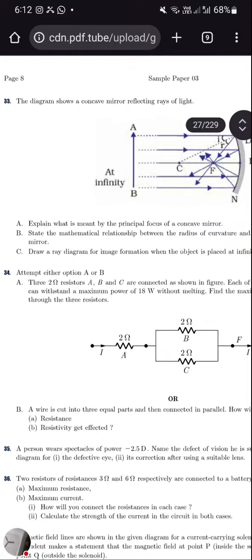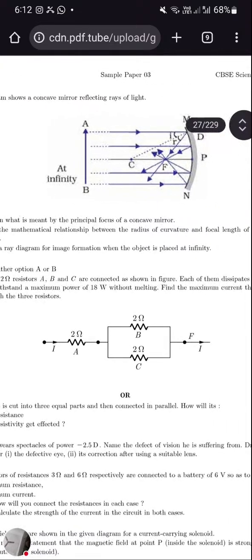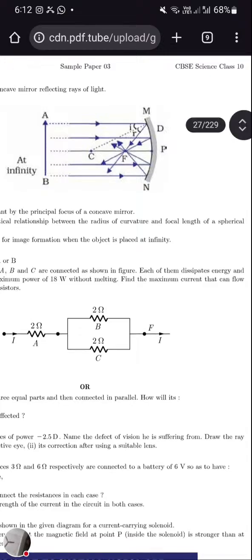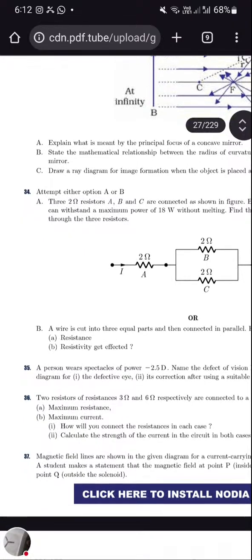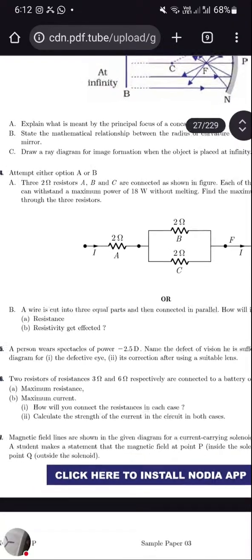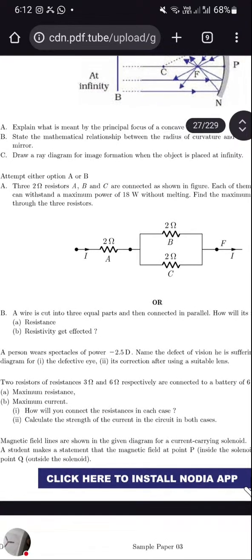Next one, draw the ray diagram for the image formation when the object is placed at infinity. So the same ray diagram they have given there. If the object is at infinity, we get the image at focus. Now the next question, attempt either A or B. So here the question is given. You can solve this on your own, say the answer.